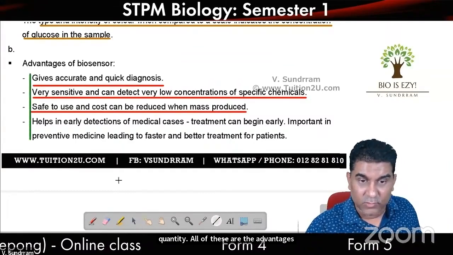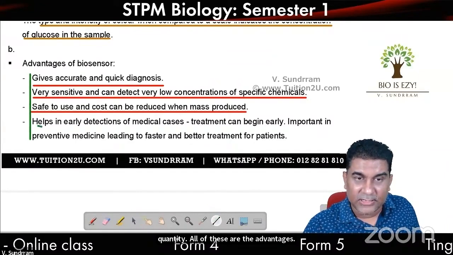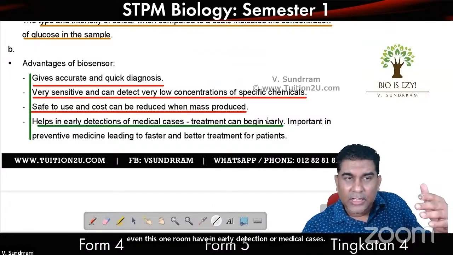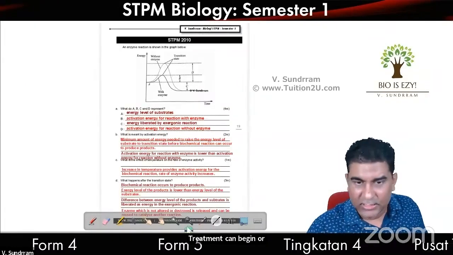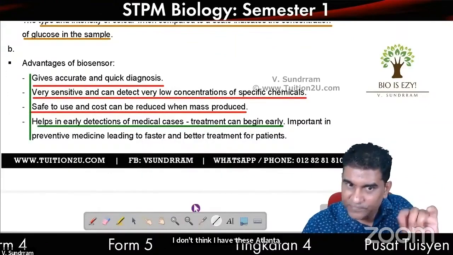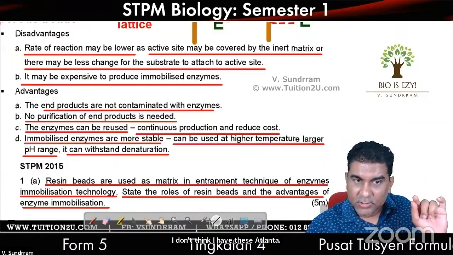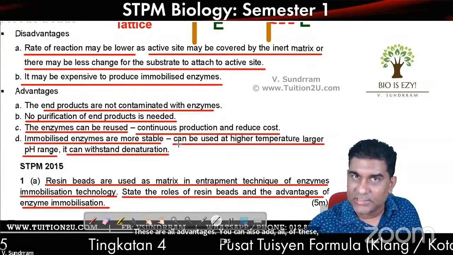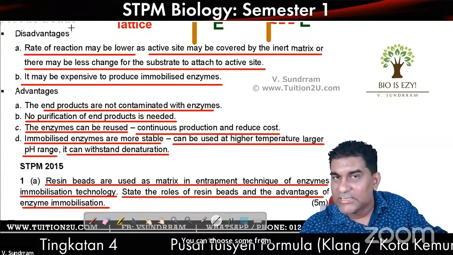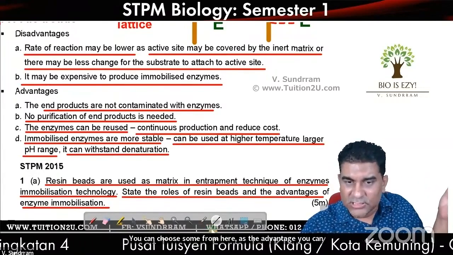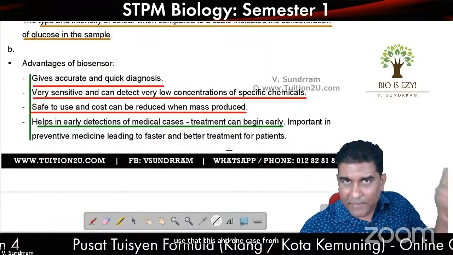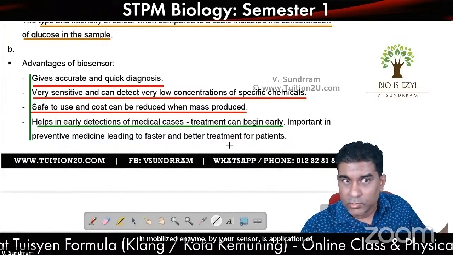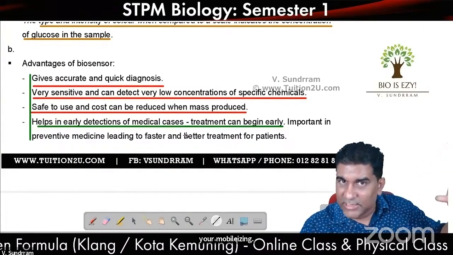Or even this one also: helps in early detection of medical cases, so treatment can begin early. I don't think I have this advantage. Yeah, these are all advantages. You can also add all of these as the answer. You can choose some from here as the advantage. You can use the disadvantage too, because this is also immobilized enzyme. Biosensor is an application of immobilized enzyme. So you can write all of this as the advantage.